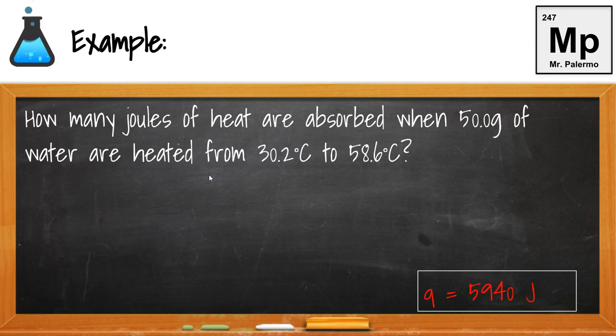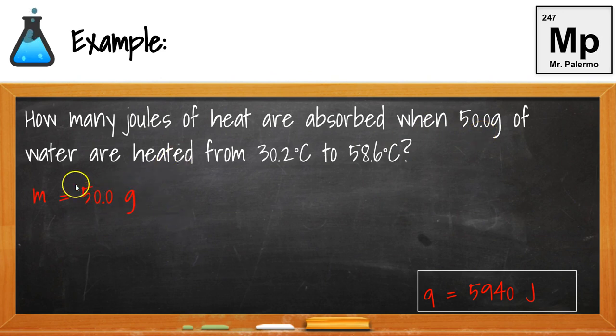Let's see another example. How many joules of heat are absorbed when 50 grams of water are heated from 30.2 degrees Celsius to 58.6 degrees Celsius? So let's first list our variables. We see that we have 50 grams, that's our mass. So mass is 50 grams.